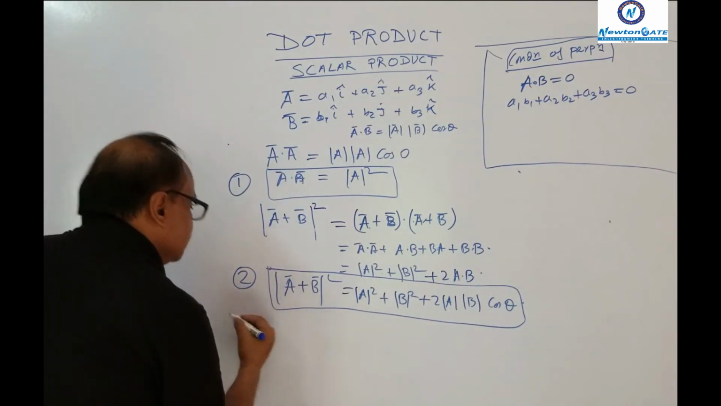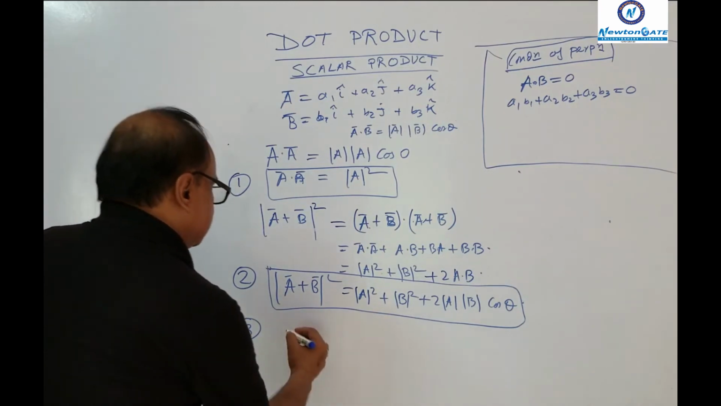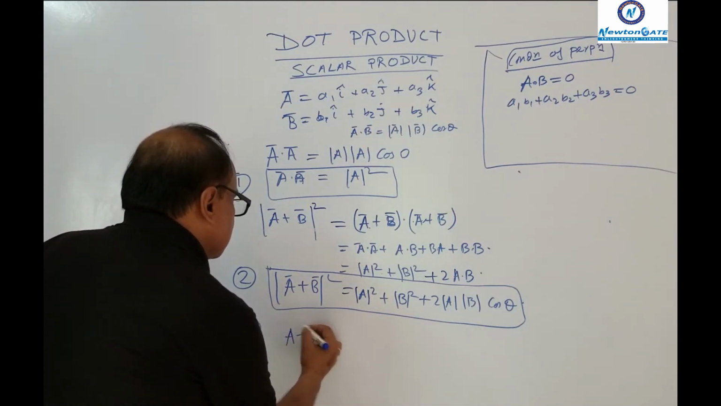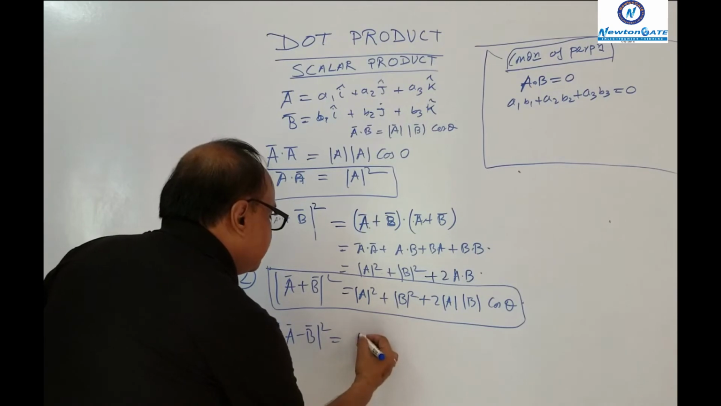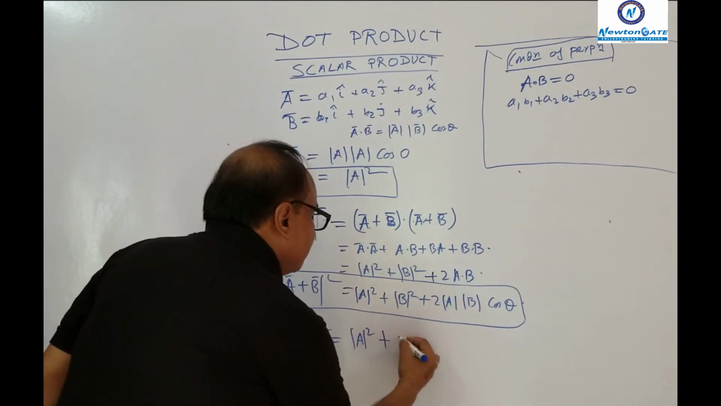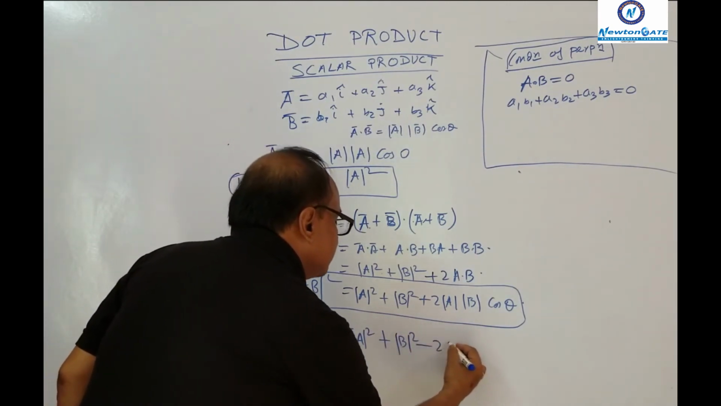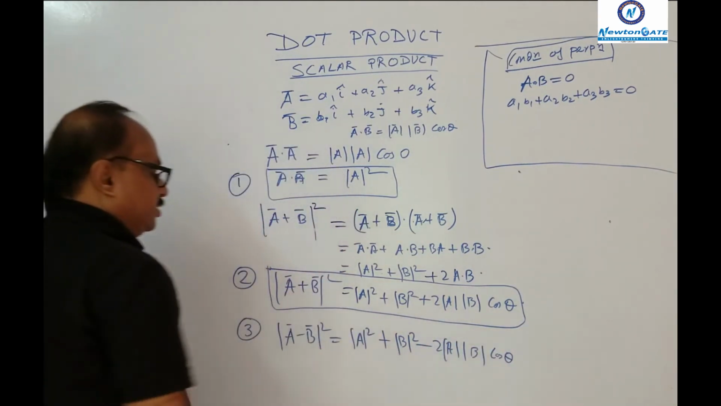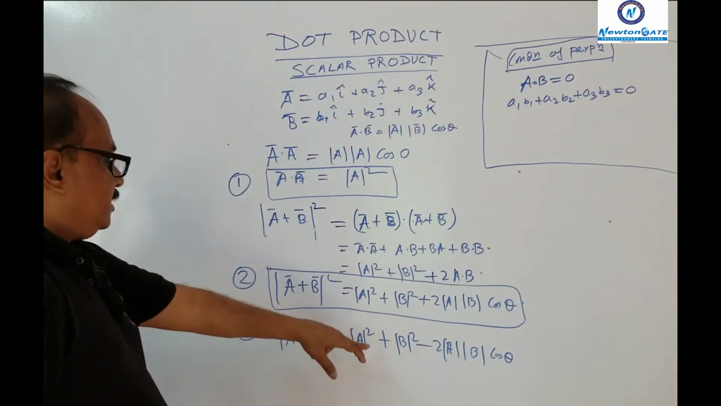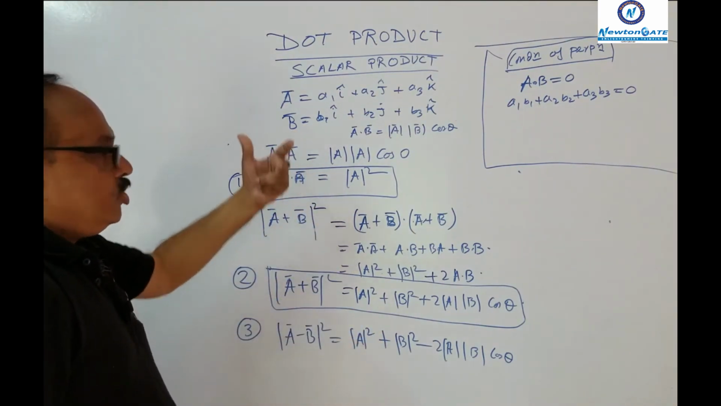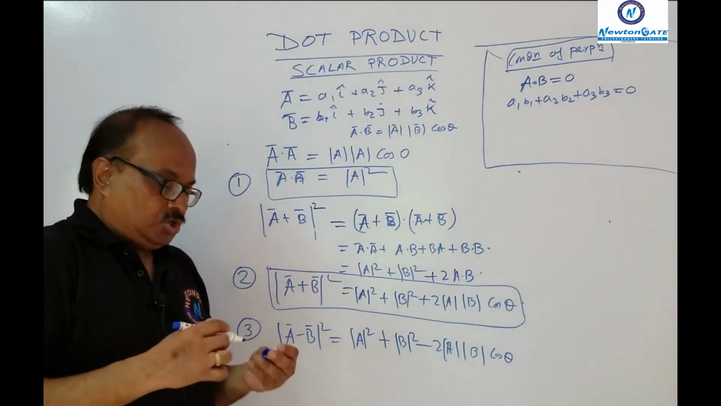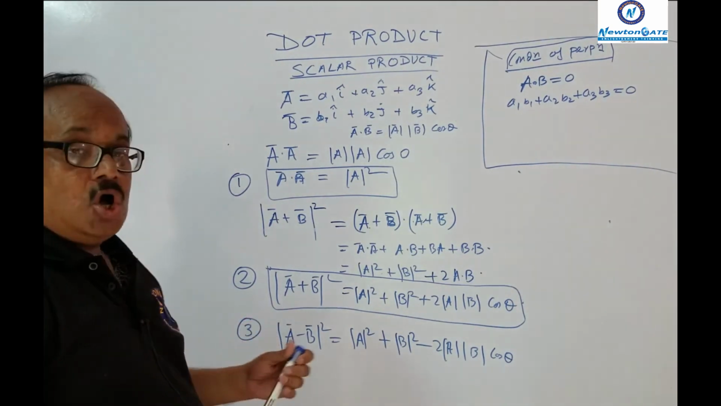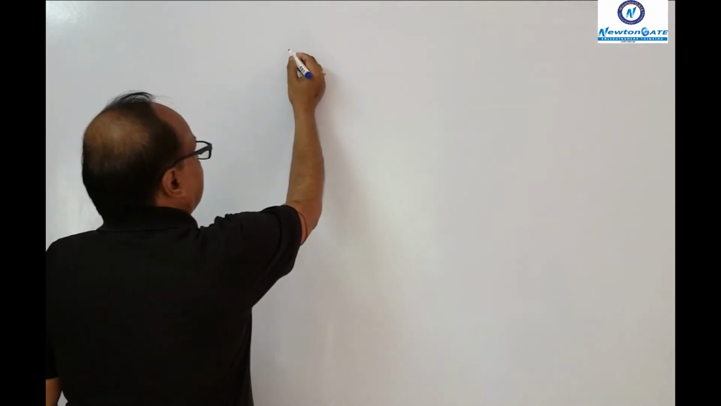And next, number 3, that is A minus B whole square. That can be written as magnitude of A square plus magnitude of B square minus twice of magnitude of A into magnitude of B cos theta. That you can try yourself, you will get the same answer as it is here. So dot product, everything is finished. So now we are going to do cross product. Now the last part and not the least is the cross product.